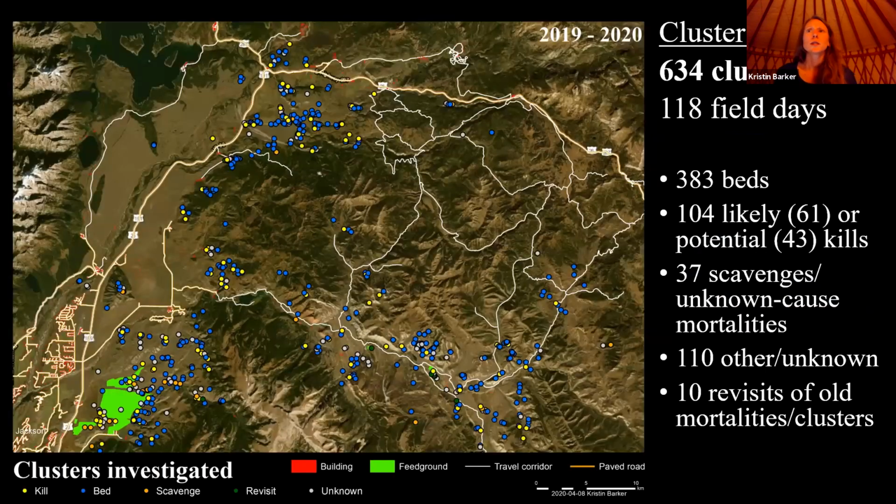And so we've been doing this for the last 2 winters, and this January coming up will be our 3rd winter. So far, we've investigated more than 600 wolf activity areas. More than half of them were places where wolves sleep, but we found a little over 100 kills. And so we anticipate after this winter, we should have enough information to run these models.